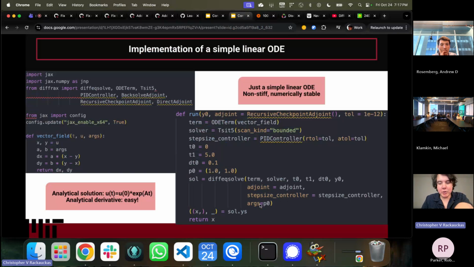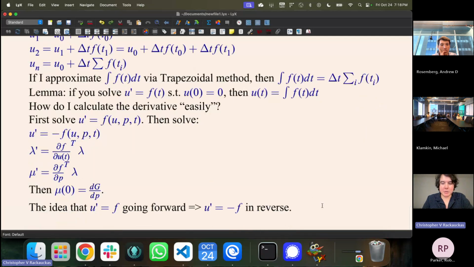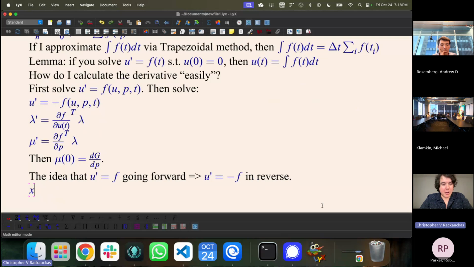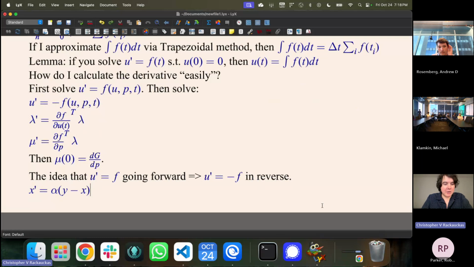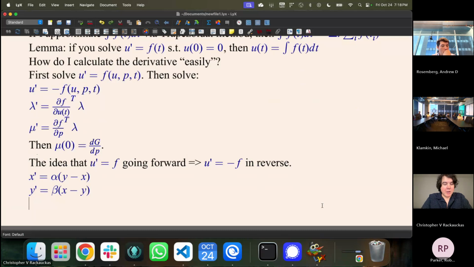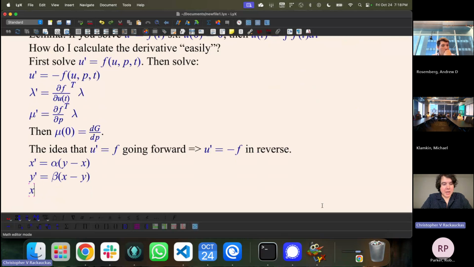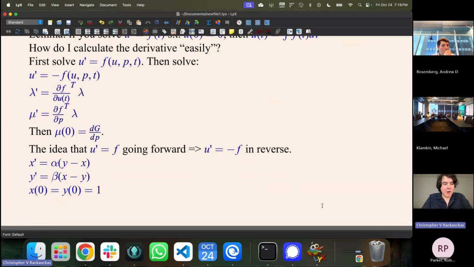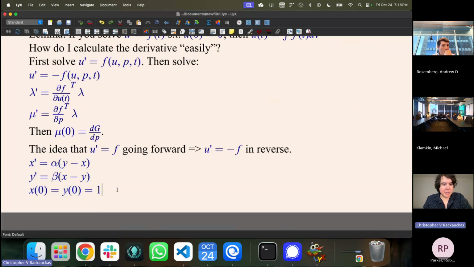So here's just a simple ODE, right? So I'm just writing down the ODE. I'm just saying that x prime is equal to alpha y minus x, and then y prime is equal to beta x minus y, right? And my initial conditions are x of 0 equals y of 0 equals 1, right? So it's a very simple ODE. In fact, the solution is continuous.